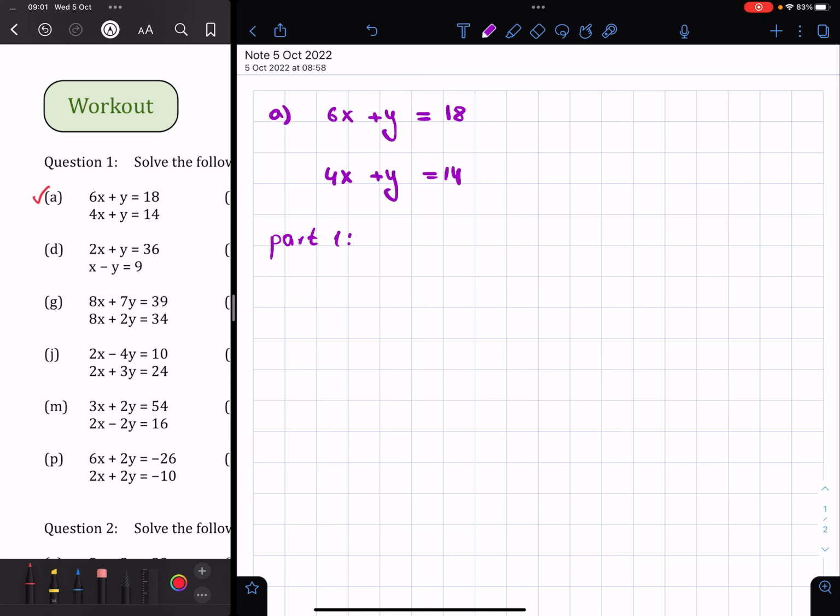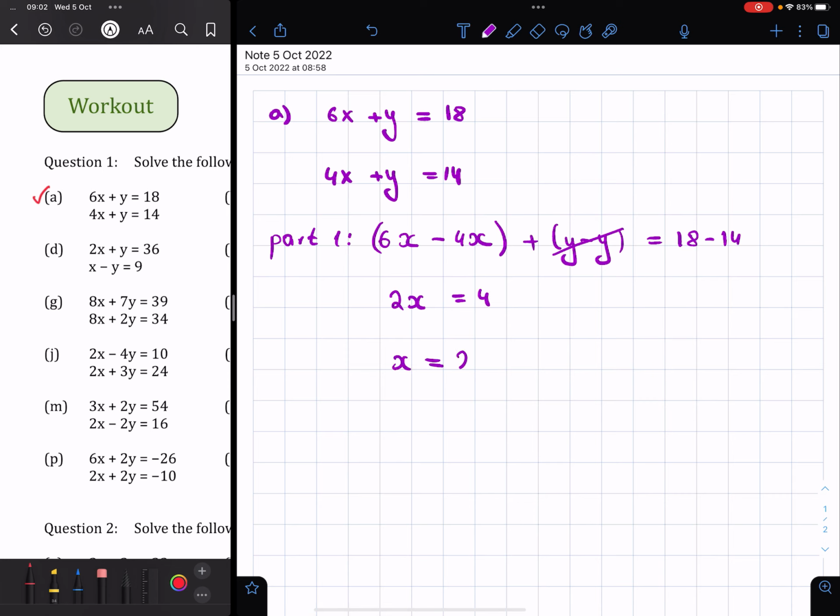So part one is subtract. Top take away bottom, because 6x is bigger than 4x and 18 is bigger than 14. You can do vice versa, get the same answer. It's okay. 6x minus 4x, plus y minus y gives us 18 minus 14. So 6x minus 4x gives us 2x, and this part is 0. We all know that 18 minus 14 equals 4. So we're going to say that x would be 2. 4 divided by 2 is going to give us 2.